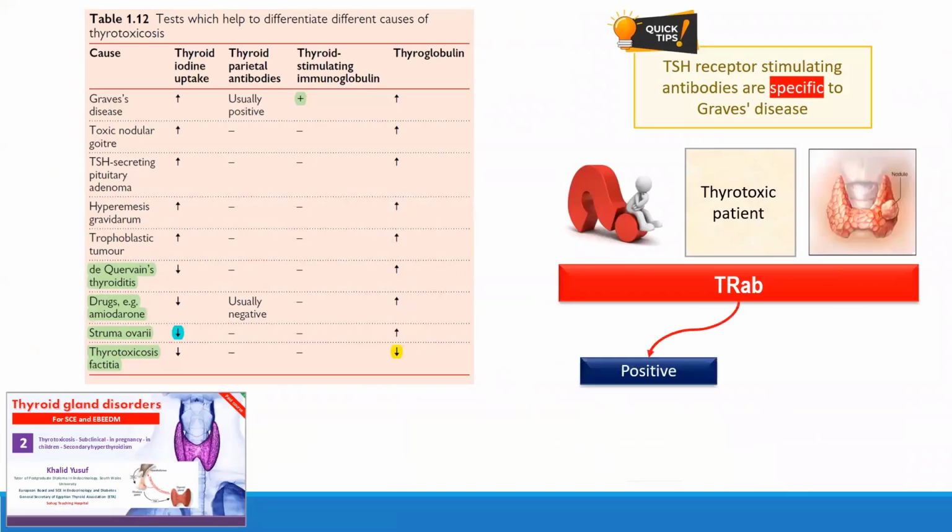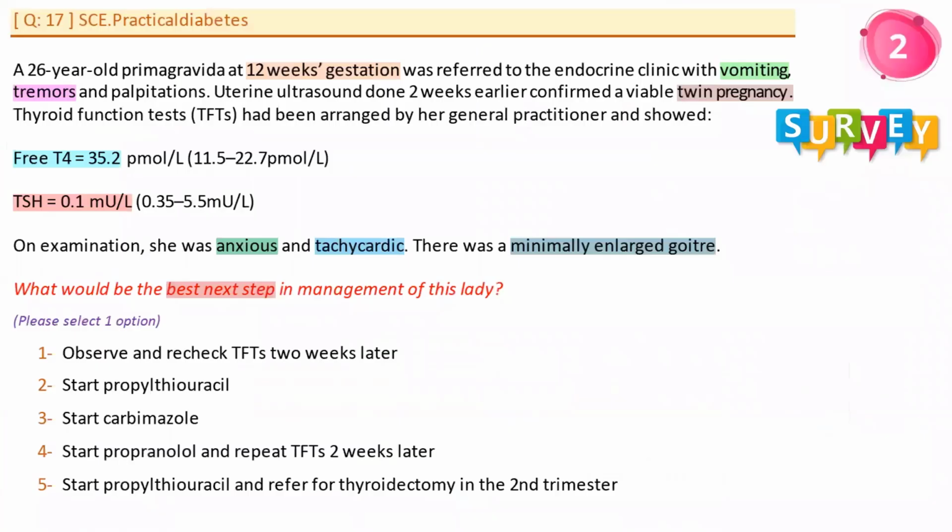TSH receptor antibody in this question is very essential to decide the next step. And another question which most of you did not answer correctly: a 26-year-old primigravid female in the first trimester was referred to the endocrine clinic with vomiting, tremor, and palpitation. What does it mean, vomiting, tremor, palpitation in a pregnant female? Normally, pregnancy can present with these manifestations. Don't forget this. Vomiting, tremor, palpitation may be due to anemia, normal pregnancy, or thyrotoxicosis. So this is not a unique manifestation of thyrotoxicosis. During analysis of the case scenario, you need to highlight this bias.